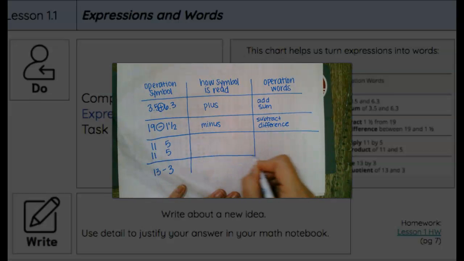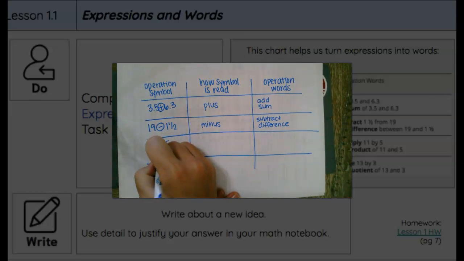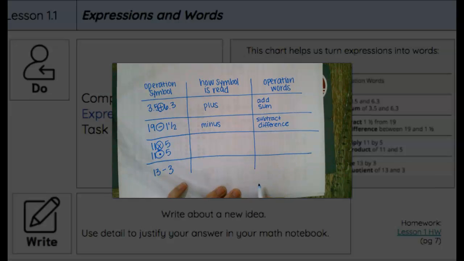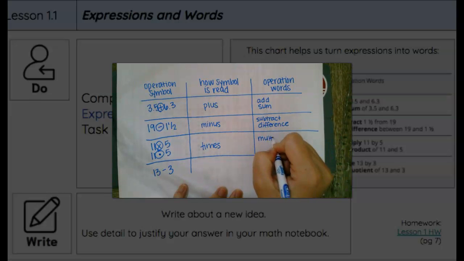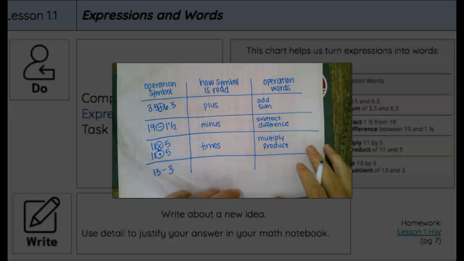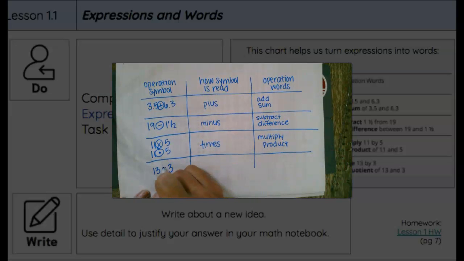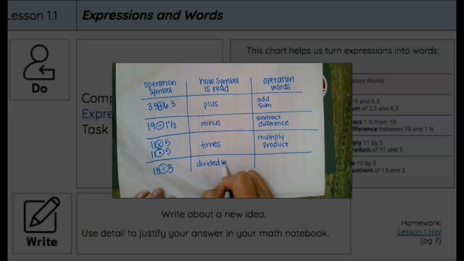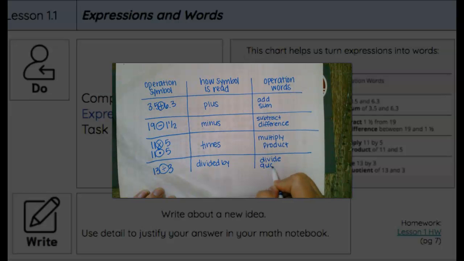All right, our next one, 11 times 5. This is the symbol that we use for multiplication, but we also use the dot symbol, so I'm going to include that as well. So we say 11 times 5, and we often associate it with multiply and product. And then finally for division, it's that symbol. And we use the word divided by, 13 divided by 3. And we use the words divide and quotient.